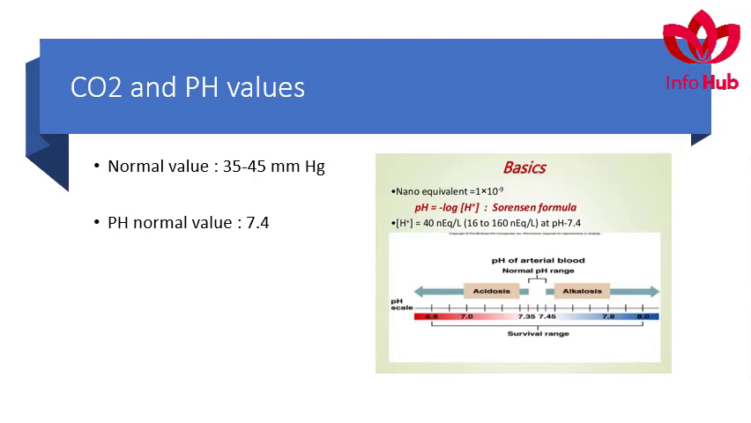So apart from the oxygen value, you should be aware of the normal value of the carbon dioxide in blood, which is 35 to 45 millimeter of mercury. Similarly, your normal pH value is between 7.35 to 7.45.